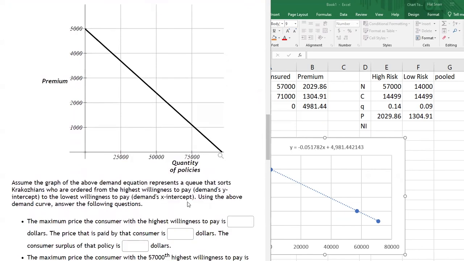Now, if we interpret this line as a demand curve in Principles of Microeconomics, we can answer the questions below. And one of the interpretations of the demand curve is that it represents a queue that sorts people who have the highest willingness to pay up here, the y-intercept, down to the person that has the lowest willingness to pay.